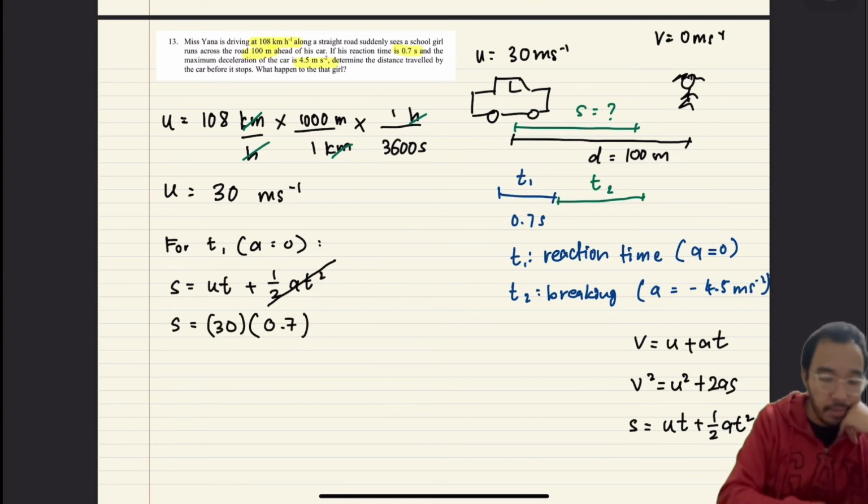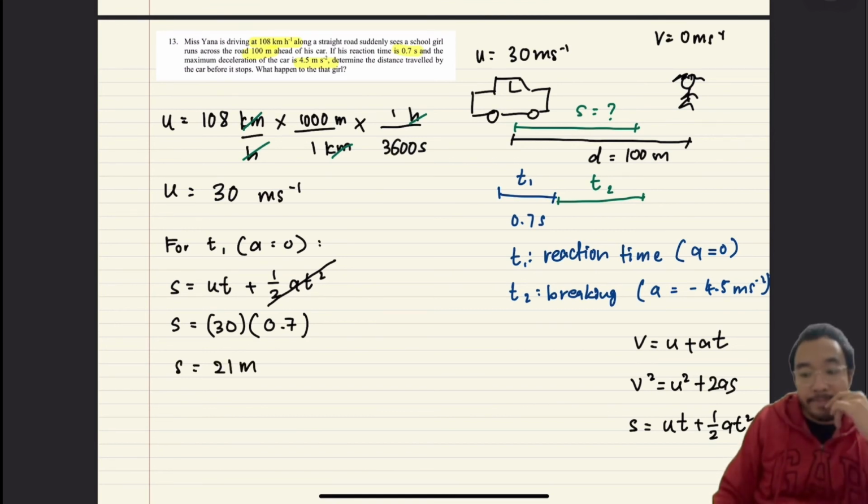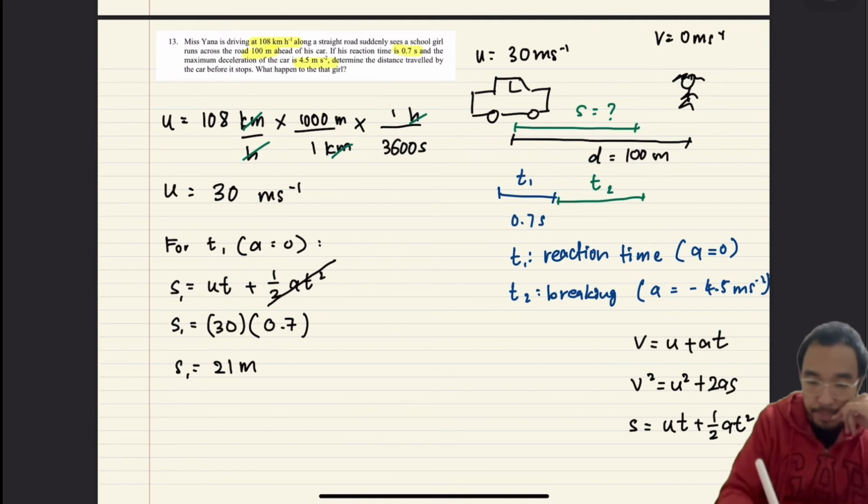I think it will be 210, let me check. Sorry, 21. Okay, so let's check. So S is equal to 21 meter. That one is S1. Okay, put 1. And now you want to determine the S2 for T2.